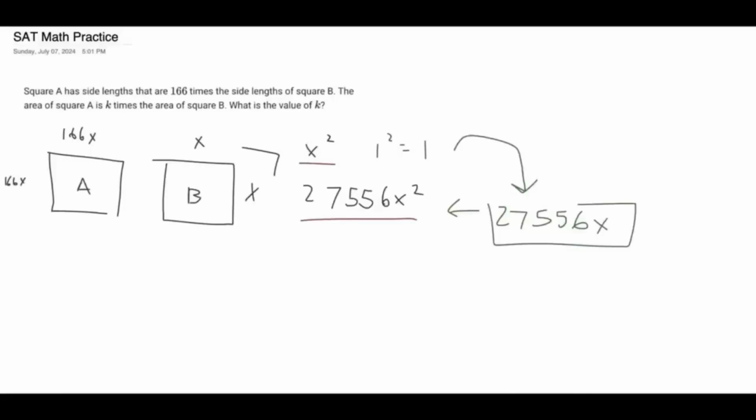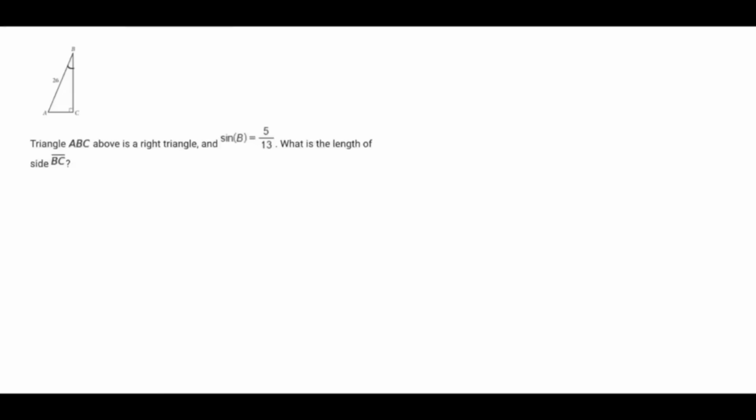27,556 times. So ABC above is a right triangle, and sine of B is 5/13. What is the length of side BC? Alright, so pretty simple problem here, except there is a little caveat that we have to take consideration of.